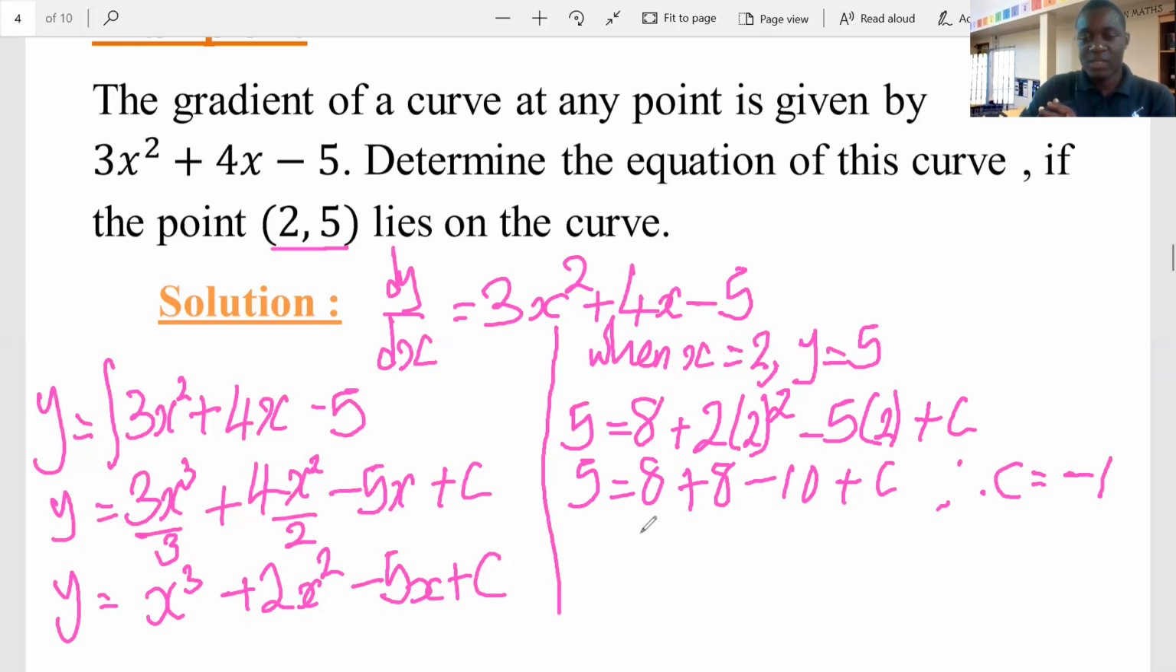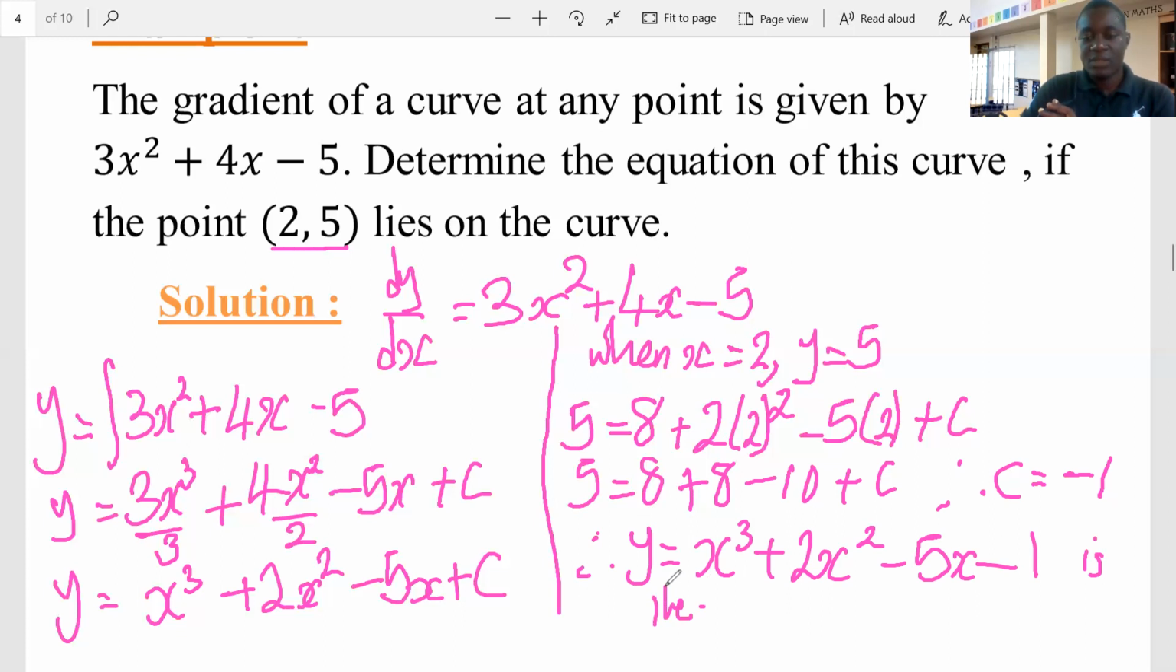So if c is minus 1, then our equation of the curve will be y equal to, remember we have it simplified here, x raised to power 3 plus 2x squared minus 5x plus c, and our c has been found to be minus 1, so that will be minus 1. This is the equation of the curve. So we are done. We are going to try and take another example.